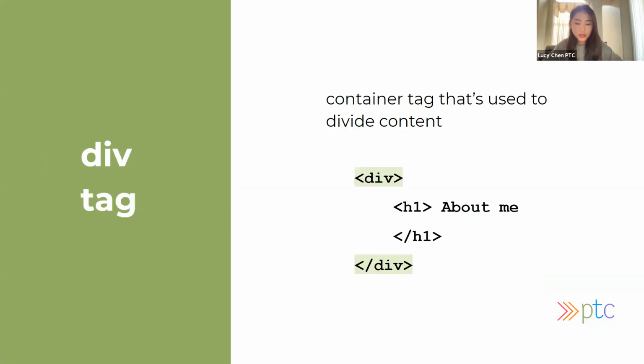Div tags are container tags that you can use to divide content. It will not affect the content of your web page when it shows up. So basically, it's just used to define a division or a section in an HTML document. And again, the end tag for this tag also has a /.